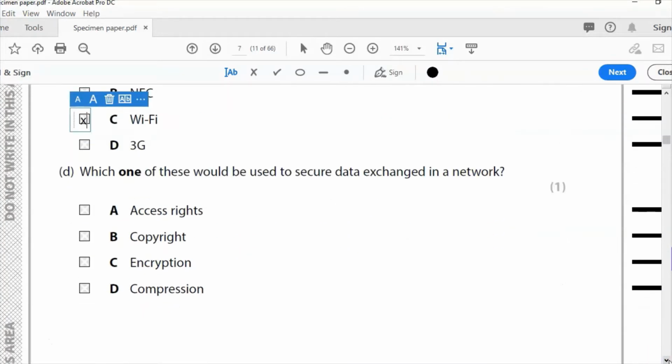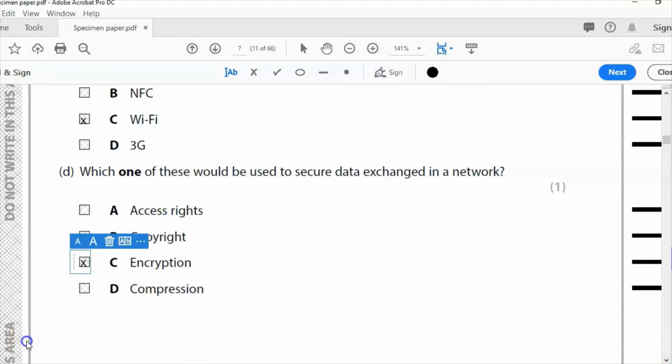D. Which one of these would be used to secure data exchanged in a network? Is it A. Access right, B. Copyright, C. Encryption, or D. Compression? Securing data, we're looking at encryption, scrambling the data so it doesn't make sense. And that is the answer to D.